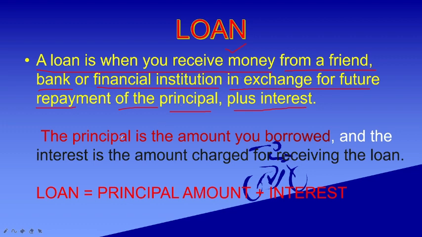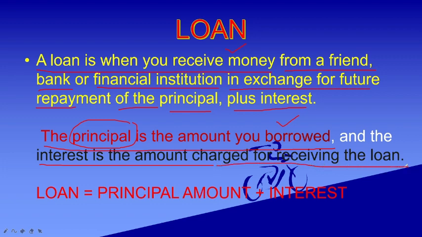So here, what is principal amount? The principal amount is the amount you borrowed. Okay, the amount which we borrow is called the principal amount. Here is the principal amount, the amount which you borrow, and the interest. So the interest is the amount charged for receiving the loan.